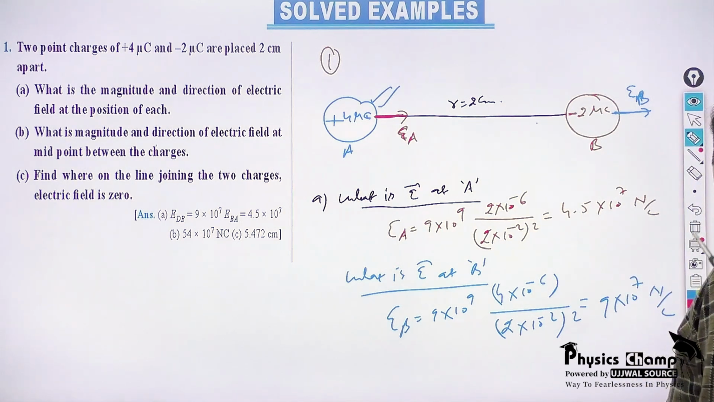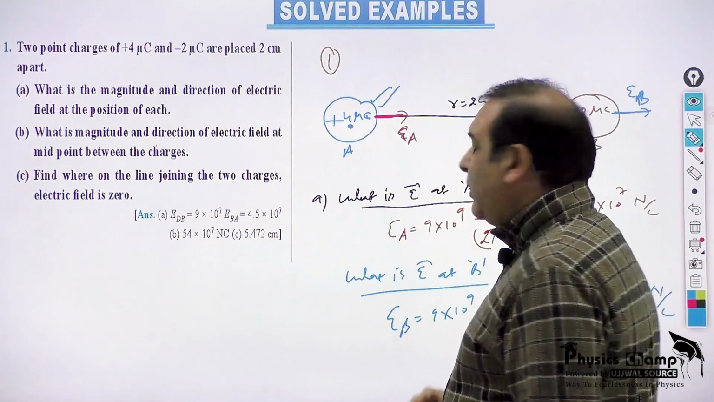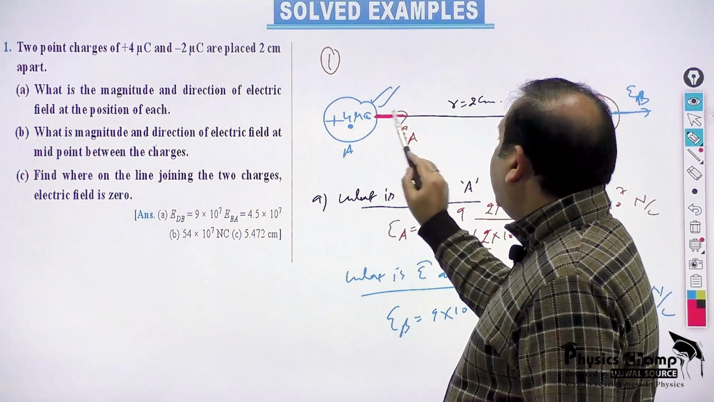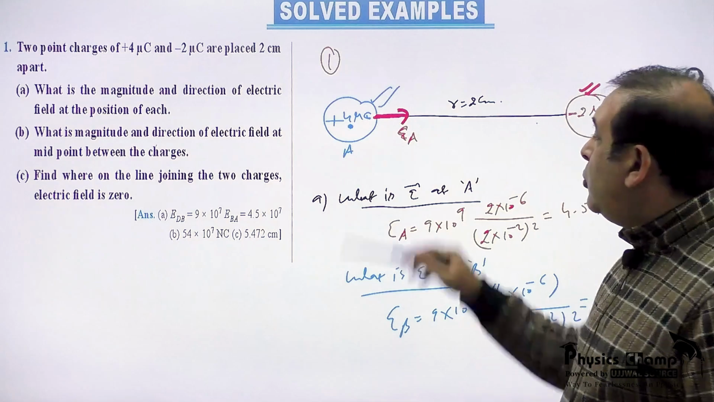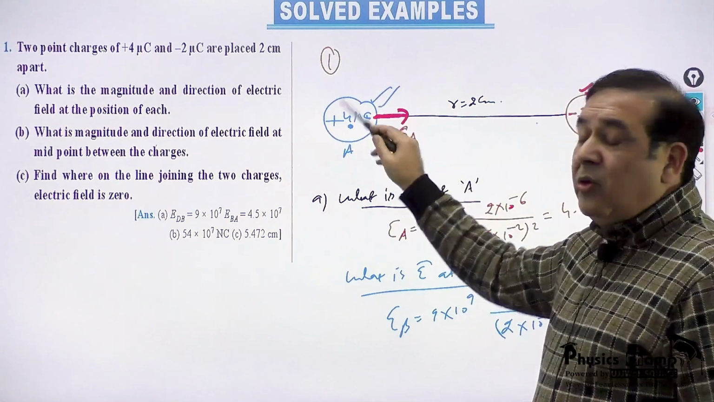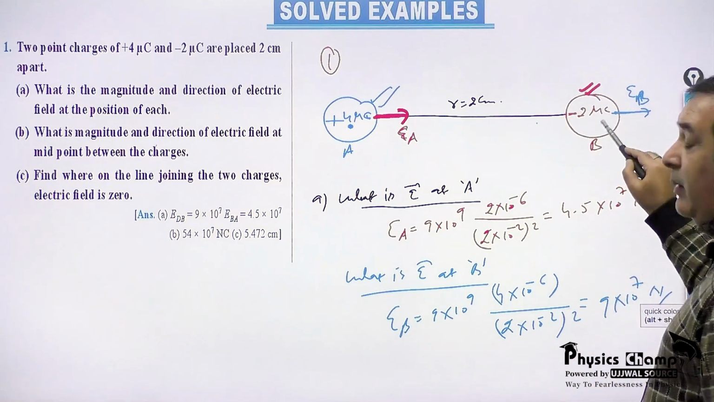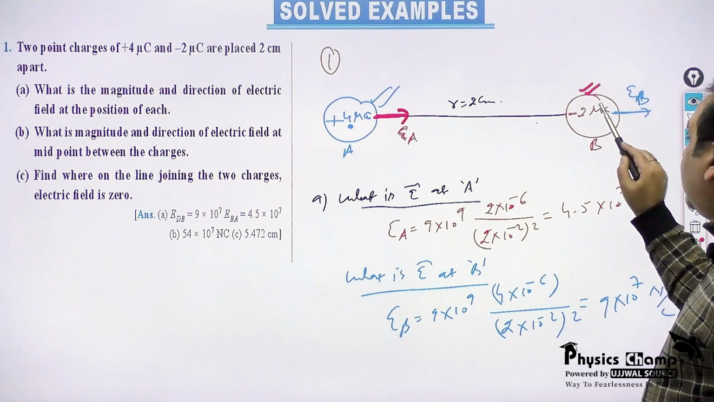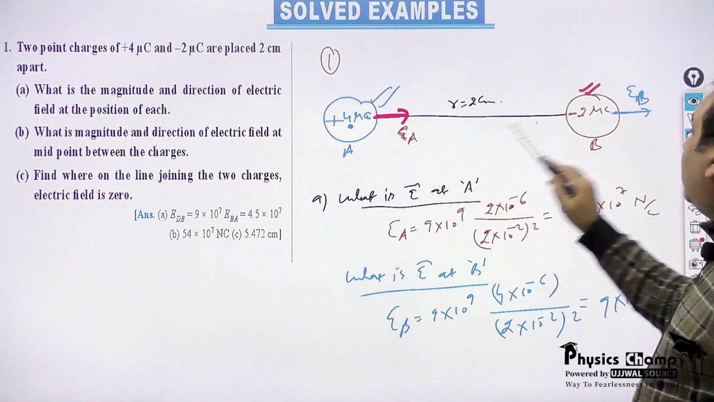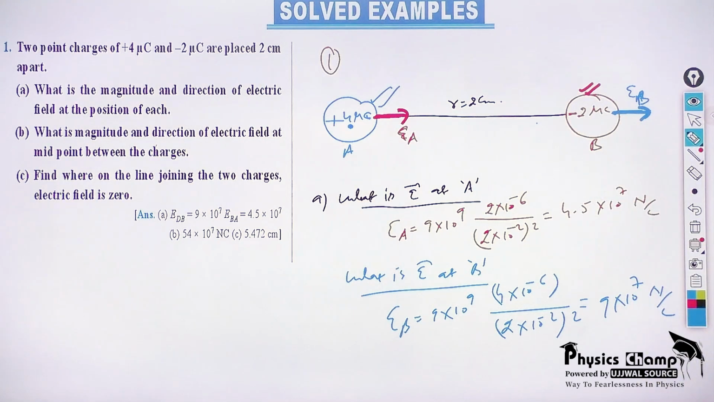So who is providing electric field at 4 microcoulomb? It is not 4 microcoulomb. The one who is providing electric field at 4 microcoulomb is 2 microcoulomb. No electric field on its own surface due to its own charge. Similarly, who is providing electric field at B? The one who is providing electric field at B is not minus 2 microcoulomb, it is plus 4 microcoulomb. So this is electric field at B. So first part we have done.